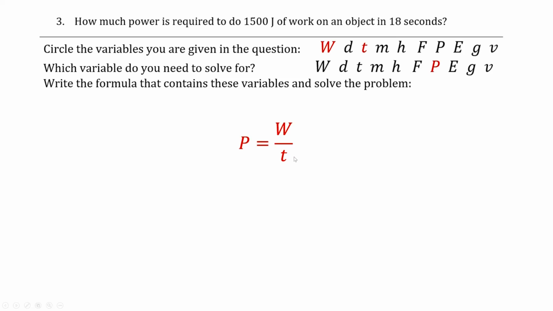Power equals work divided by time. Work's 1,500 times 18. It's in seconds, it's not in minutes, so that works for us. 1,500 divided by 18, 83.3 watts.